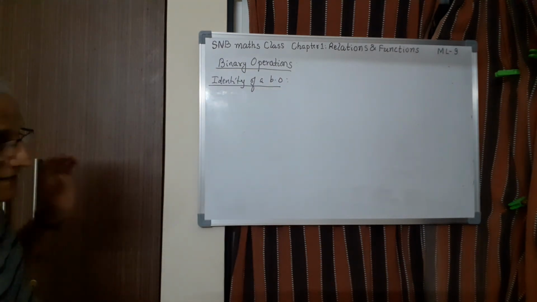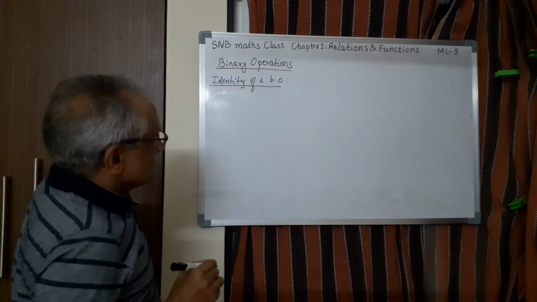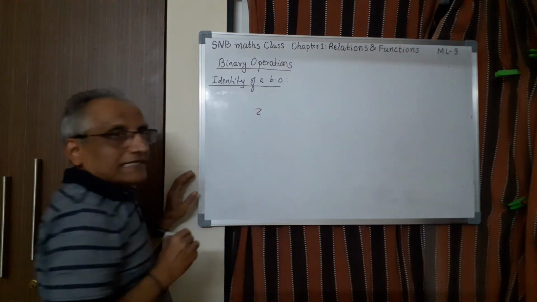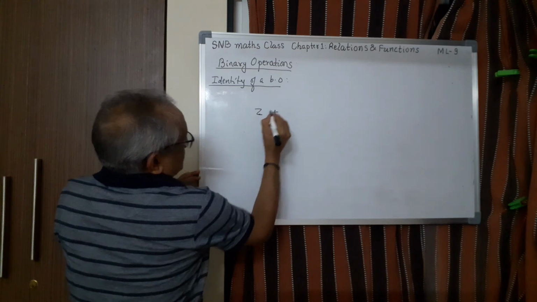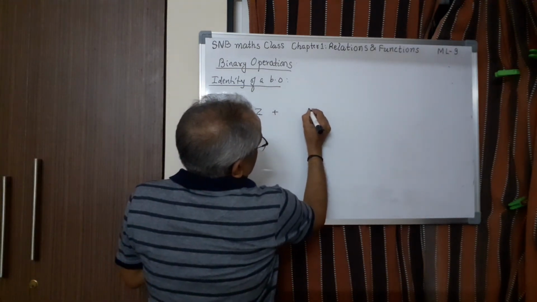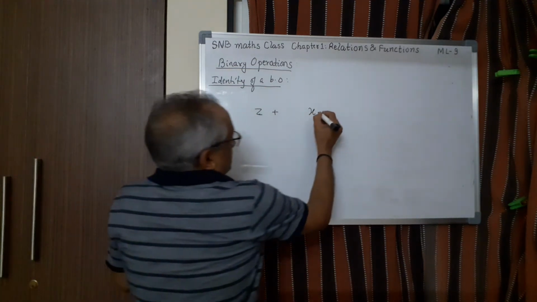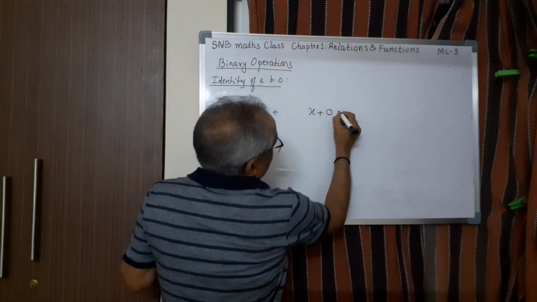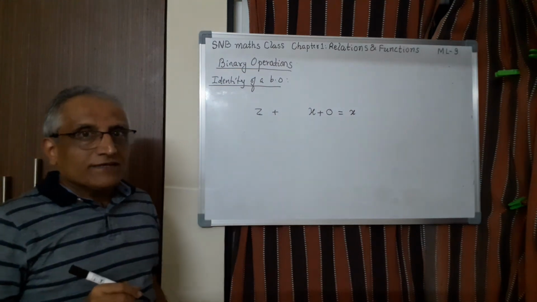So the definition, before giving the definition, let me make the idea clear. You take for example Z. Z means the set of integers. Let us take plus, addition. Now you know that you take any element x belonging to Z under the operation addition. If you take 0, you get x only.